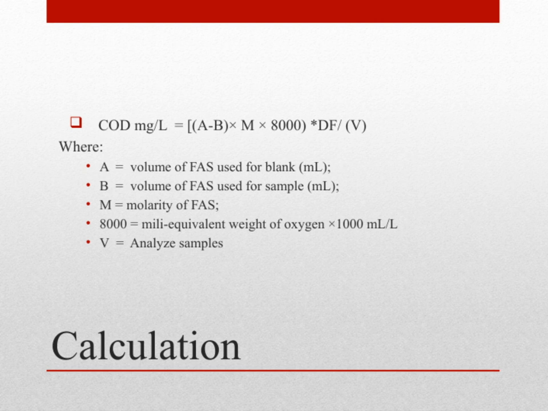Here, A represents the volume of FAS used for the blank, measured in milliliters. B is the volume of FAS used for the sample, also in milliliters. M is the molarity of the FAS solution, which tells us how concentrated our titrant is. The number 8,000 is a constant derived from the milliequivalent weight of oxygen times 1,000 ml per liter, ensuring our units are consistent. V stands for the volume of the sample we are analyzing.